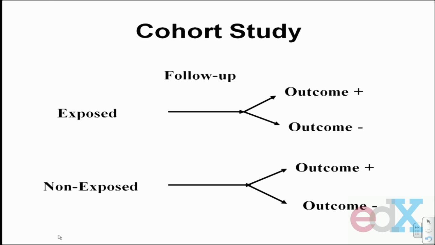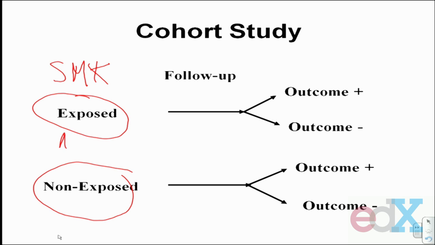Here's a diagram that shows that. What we're going to be doing is we start out with people at risk. Some people are exposed, those might be the smokers. Some people are non-exposed, those might be the non-smokers. We might plan to follow them for 20 years, so we follow those people over the next 20 years, and as we follow people, we observe who develops heart disease and who doesn't develop heart disease.